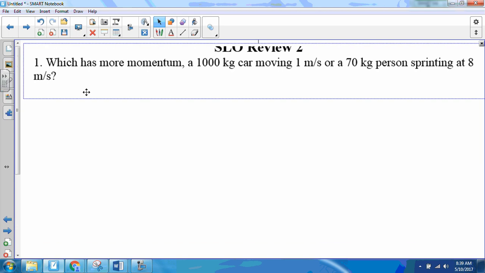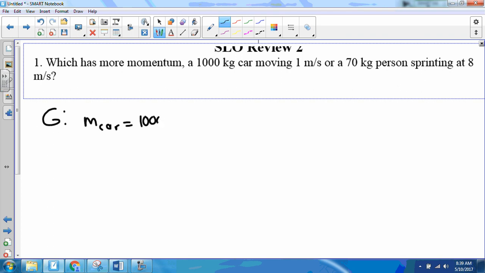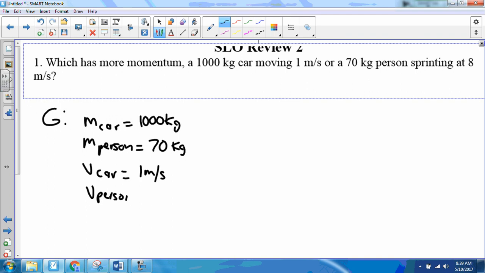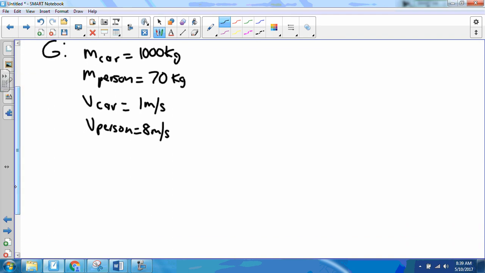So we need to look at the momentum. Our givens: the mass of the car is 1,000 kilograms, the mass of the person is 70 kilograms, the velocity of the car is 1 meter per second, and the velocity of the person is 8 meters per second. The unknown is the momentum.